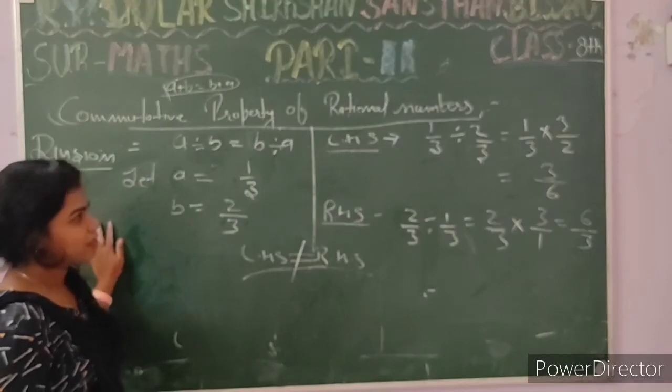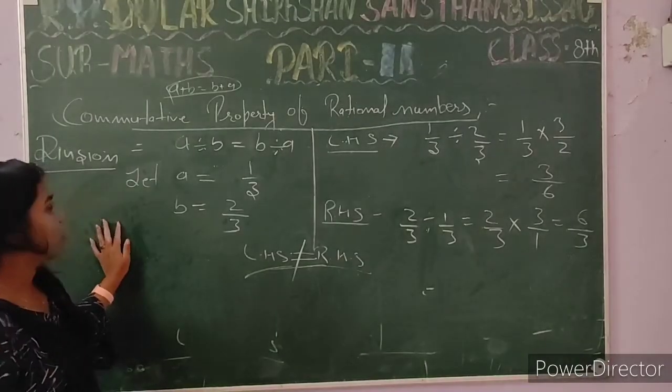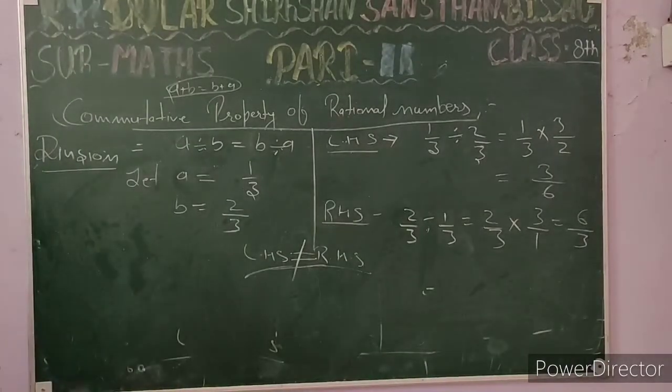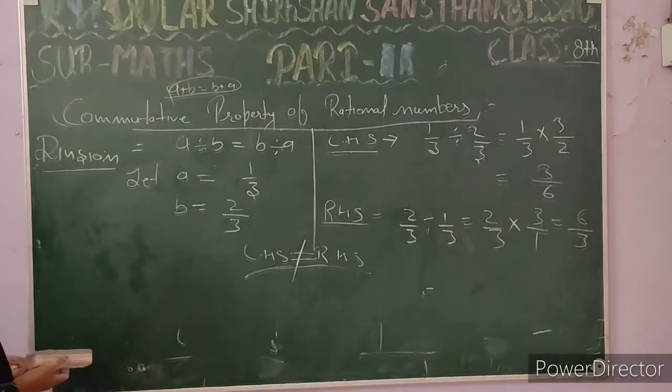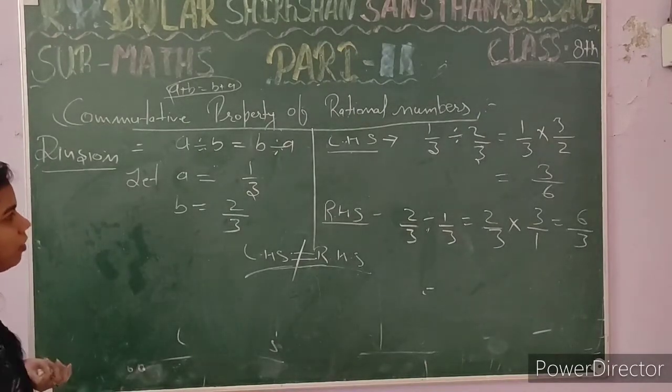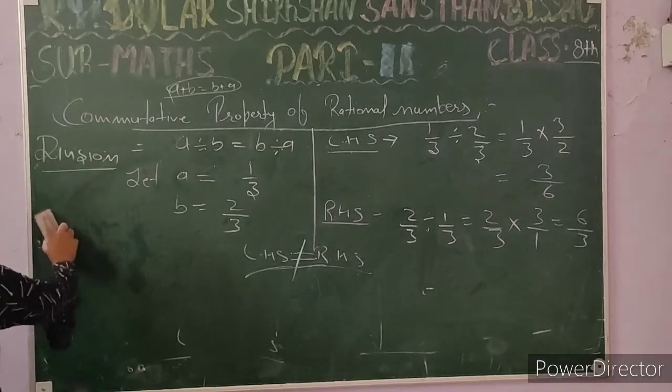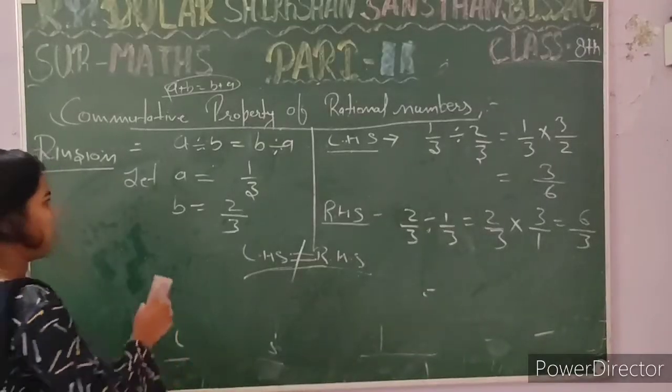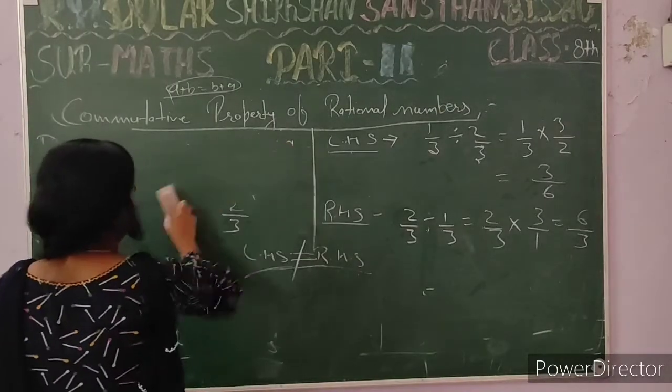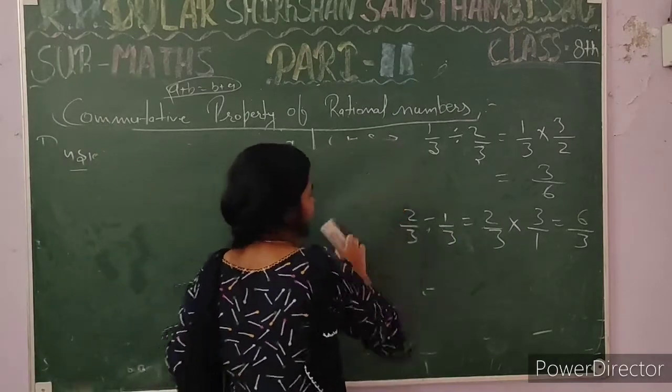Okay students, these are very simple things about the commutative property of rational numbers. You can practice this type of question at home, and with more practice you will become perfect. Always remember the main methods for this type of question. So I give you some homework according to this topic.